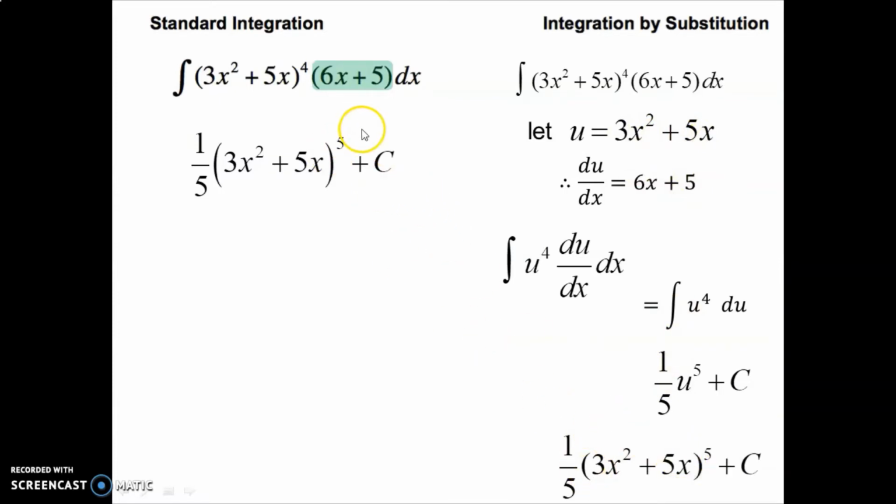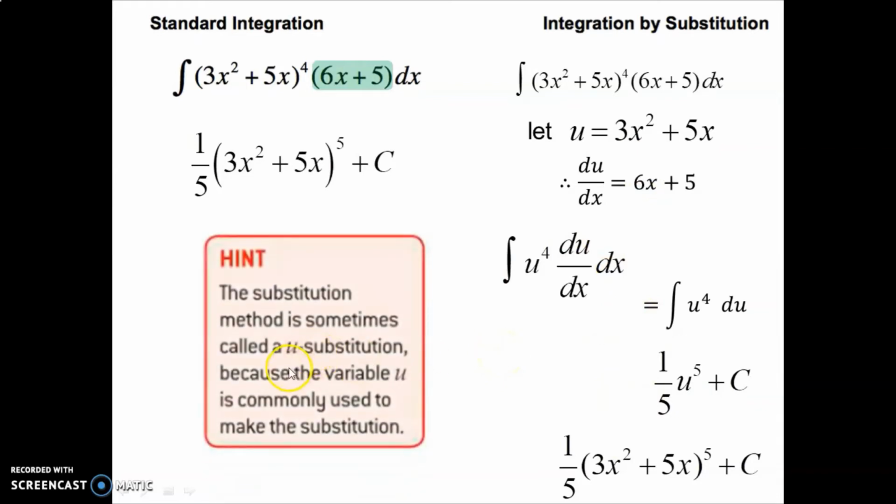So a lot of students, once they get used to this method, they prefer to just spot the derivative like I did here and jump right to the integral. But some questions get a little trickier. You'll see those soon. And in those cases, you should make the substitution and see what happens. So this is called integration by substitution. Pause and take a look at everything here closely.